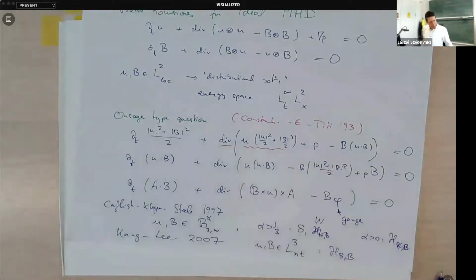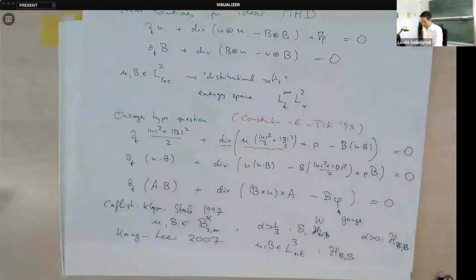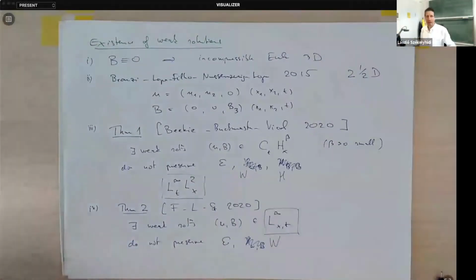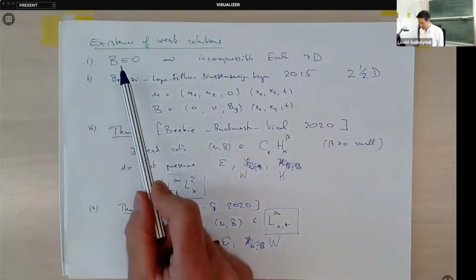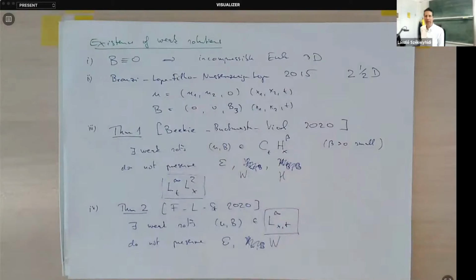Okay, so now I have another prepared page. What about the existence of weak solutions? As I mentioned, for the viscous resistive case, you can use the Leray-Hopf type solutions. But for the inviscid case, that doesn't work for the same reason it doesn't work for Euler. And in particular, if B is equal to 0 identically, we are back to the incompressible Euler equations.